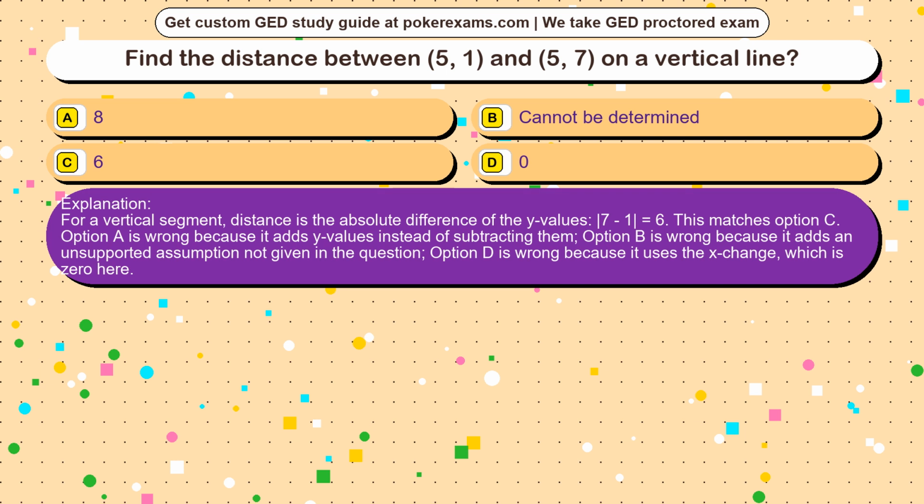Option A is wrong because it adds y values instead of subtracting them. Option B is wrong because it adds an unsupported assumption not given in the question. Option D is wrong because it uses the x difference, which is 0 here.